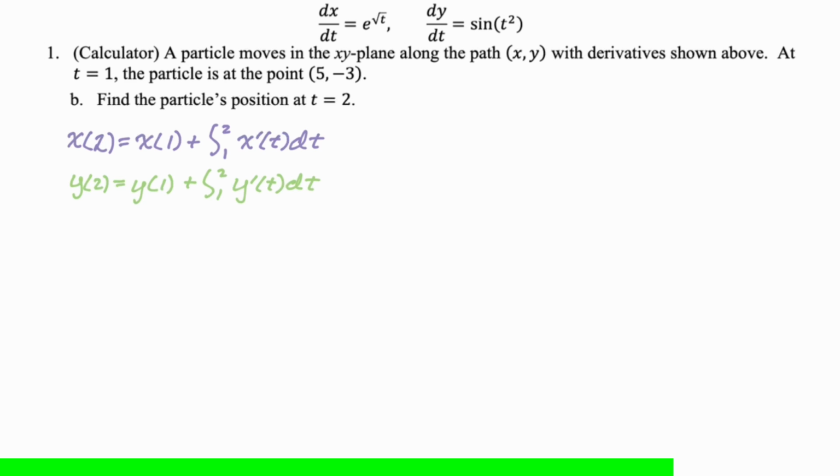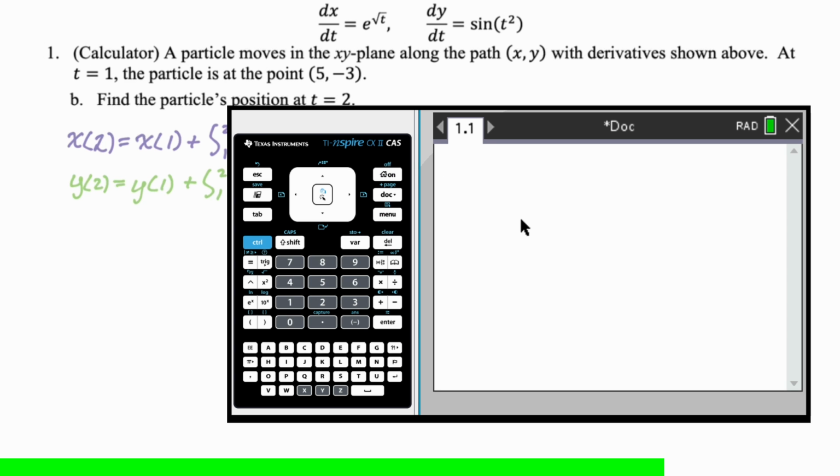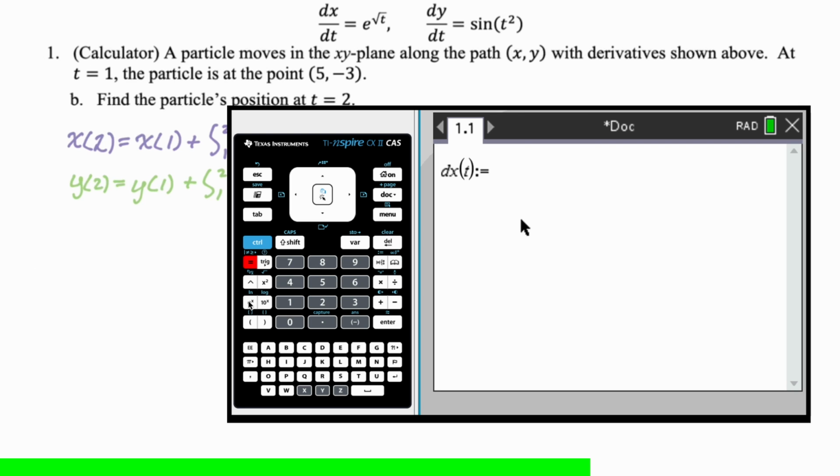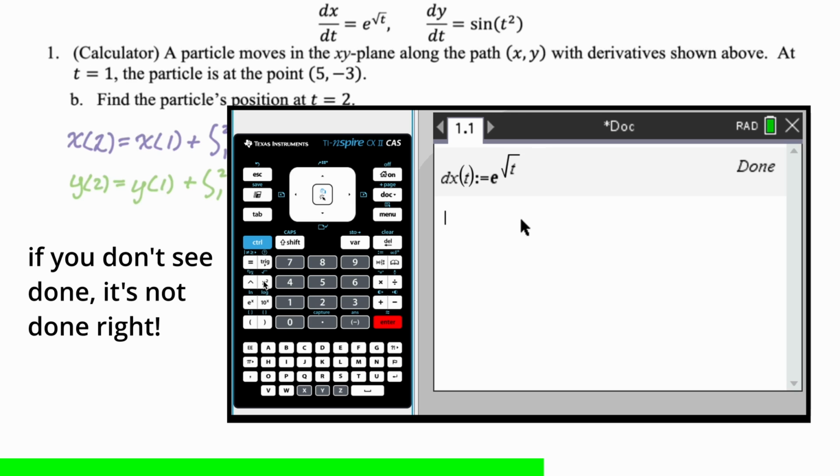Okay, so what I like to do on these is I like to store the function. So I always store the dx dt, so the rate of change of x with respect to time, as dx of t. And then we're going to go colon equals, and it's going to be e to the square root. I guess I can use the key for that. It's easier for me to type these things, but to show you where everything is, follow along on the emulator, and then press enter. Should say done.